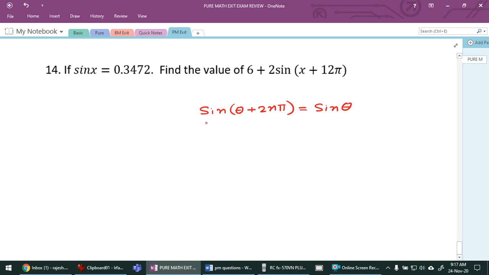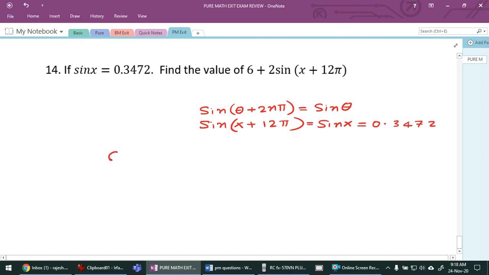Okay, so here in the question we have sin of x plus 12 pi. See, 12 is an even number, a multiple of 2. So this will be the same as sin x. And what is sin x here? 0.3472. So what is the question? 6 plus 2 sin of x plus 12 pi. The answer is 6 plus 2 into, this will be the same as 0.3472. Now we will use the calculator.